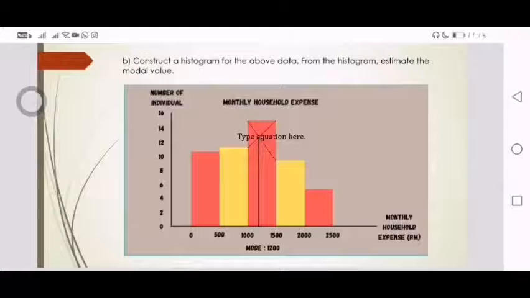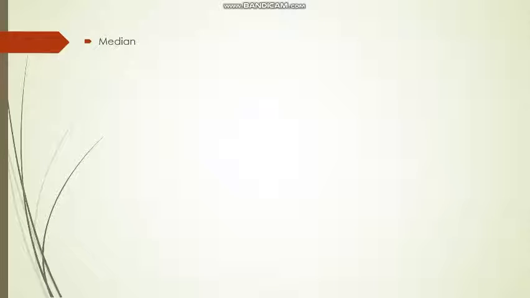So the mode for this histogram is 1200. This histogram shows the physical amount for each individual in the data. Now, how to calculate the median and standard deviation.